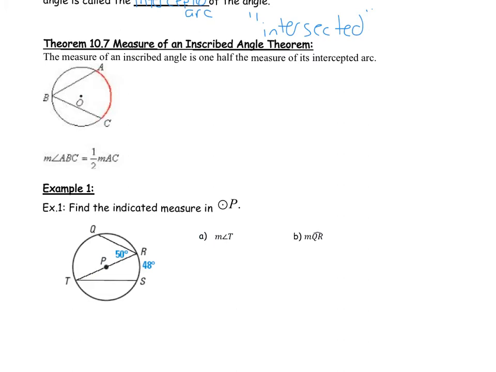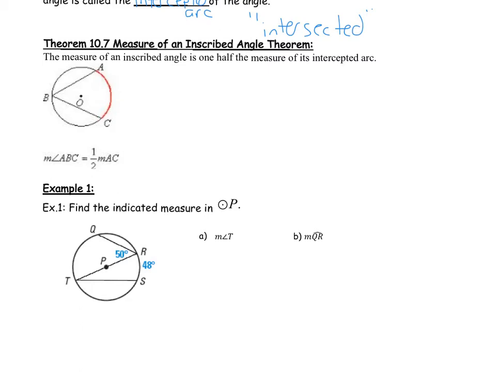Theorem 10.7 talks about how we can find the measure of an inscribed angle in a circle. The measure of the inscribed angle is half the measure of the intercepted arc that it makes. Looking at that diagram, the red in this case is the intercepted arc, so the measure of that angle would be half the measure of that arc. So looking at some numerical examples here.